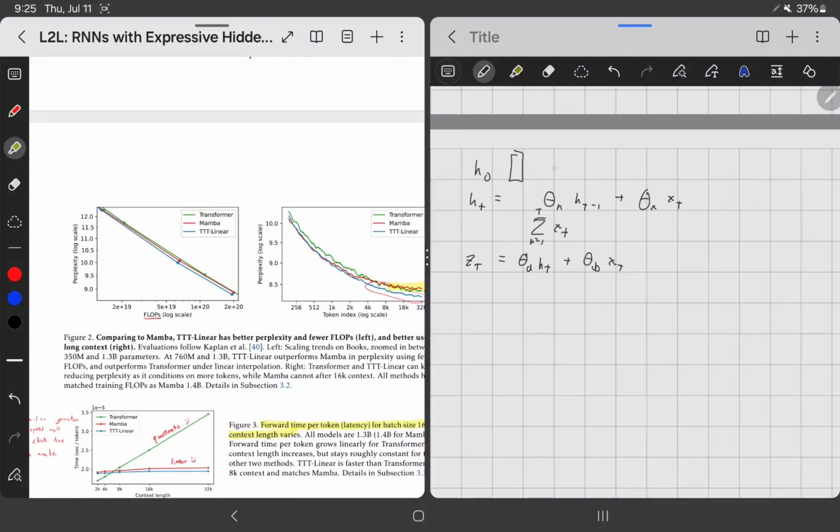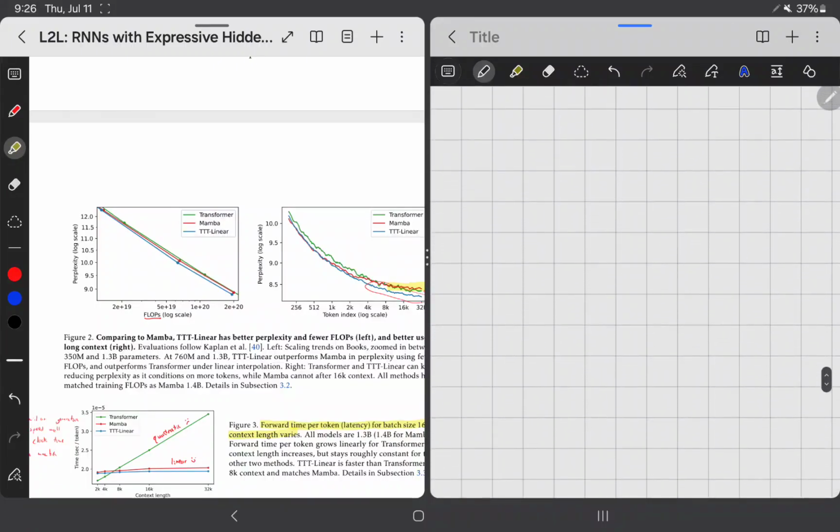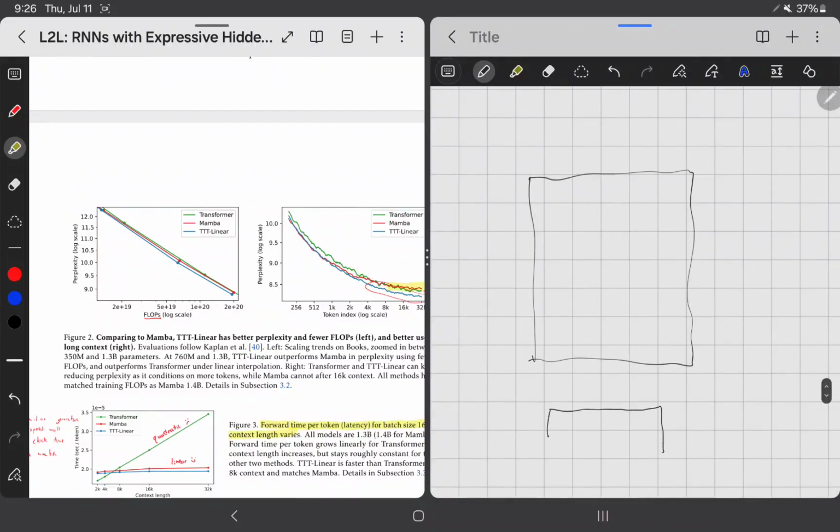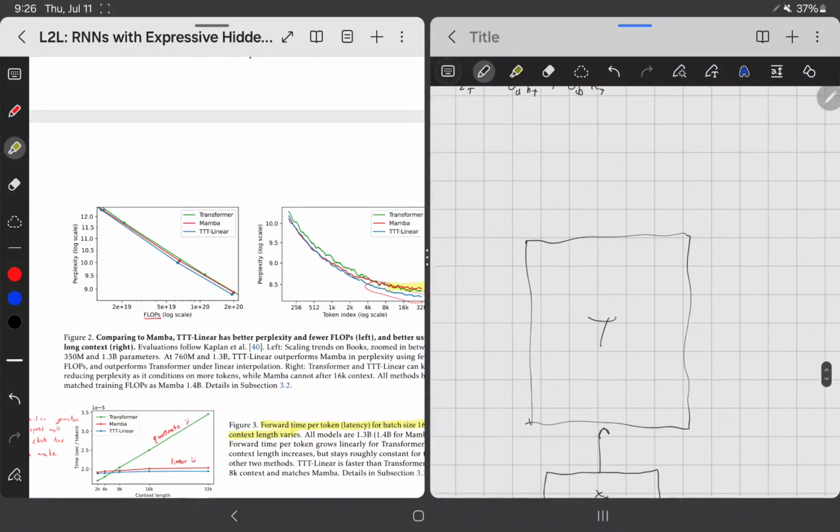So what we want to do is compress this hidden state somehow, but we want to compress it such that it's still expressive. So what they do is they basically have this meta learning task. We're going to have our outer layer here, which is like a normal transformer. Like if this was just a transformer, this is our text x_t, maybe this is "the cat", and we want to predict the next word.